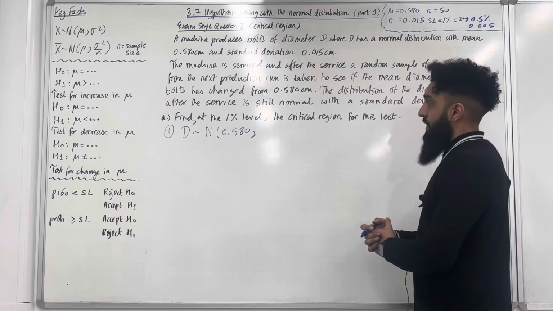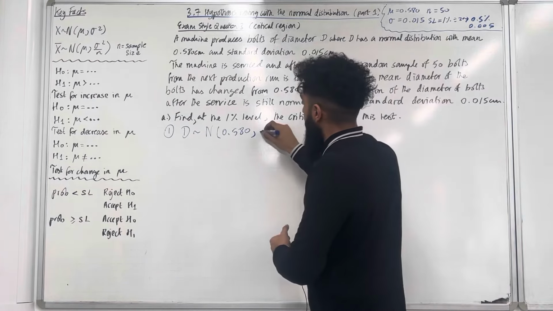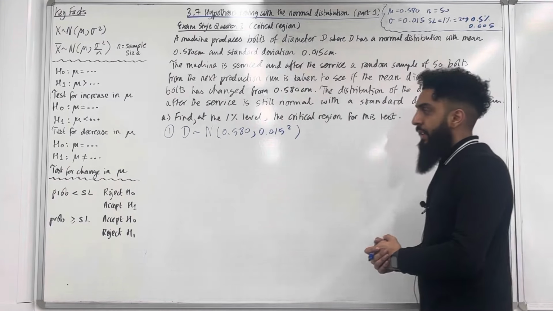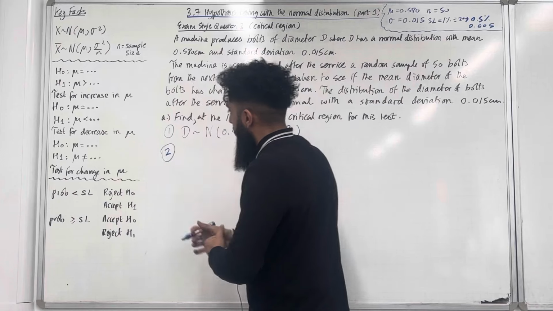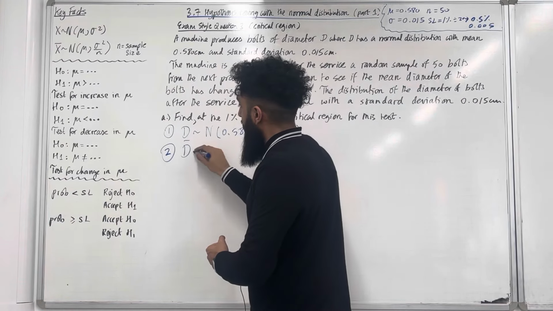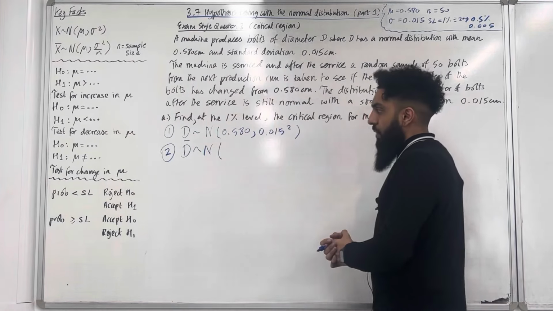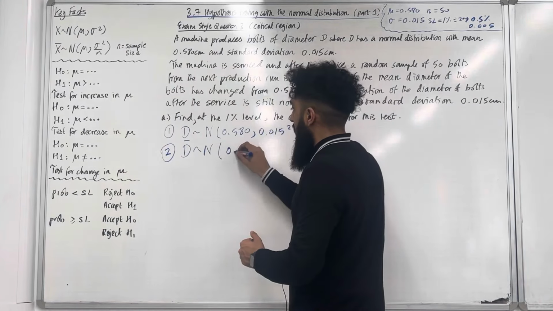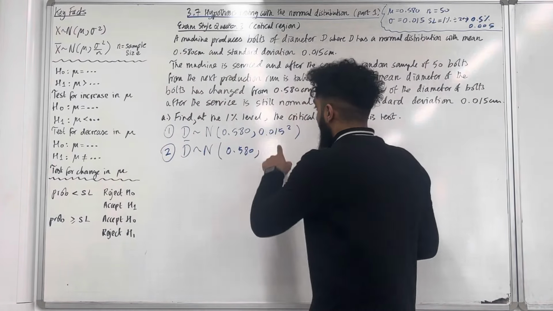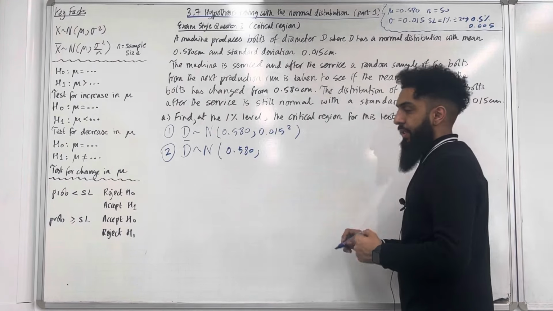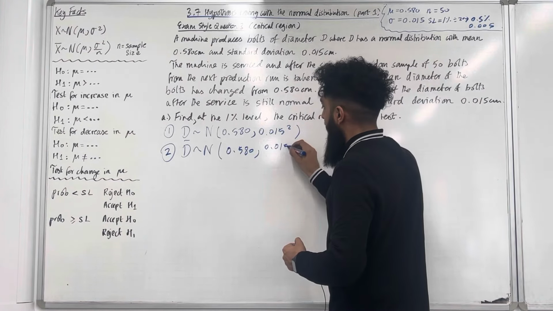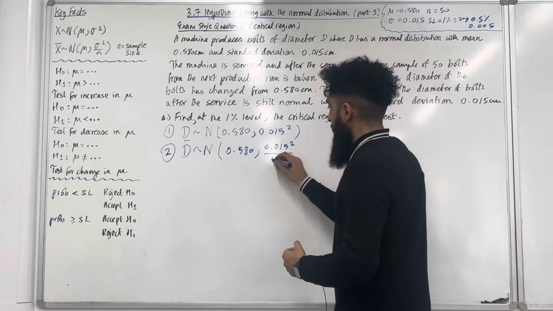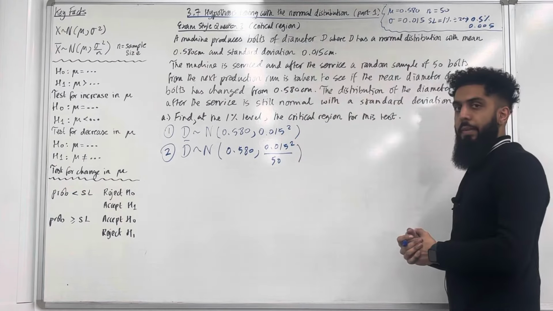The standard deviation is 0.015, hence the variance is 0.015 squared. End of step number 1. Step number 2, the distribution for the sample mean of D. It follows a normal distribution with the same mean. Remember, the mean stays the same, so 0.580. However, the variance changes. It will be 0.015 squared divided by the sample size, 50. End of step number 2.